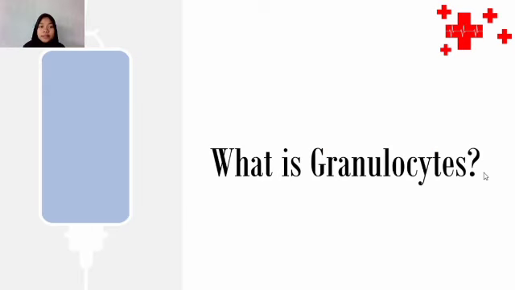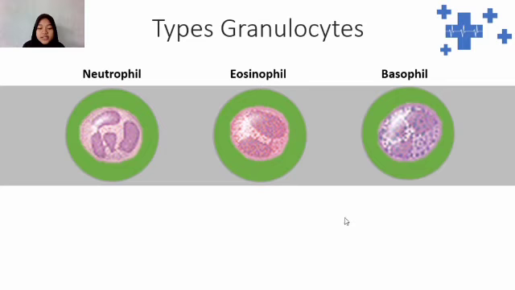Next slide. What is granulocytes? Granulocytes are a type of white blood cell that has small granules. These granules contain protein. The specific types of granulocytes are neutrophils, eosinophils, and basophils. Next, types of granulocytes. Number 1, neutrophils.